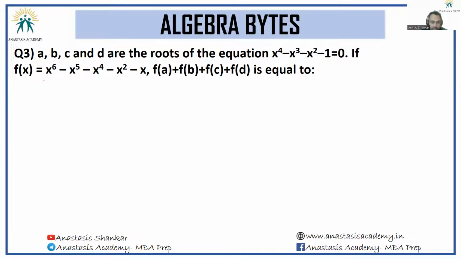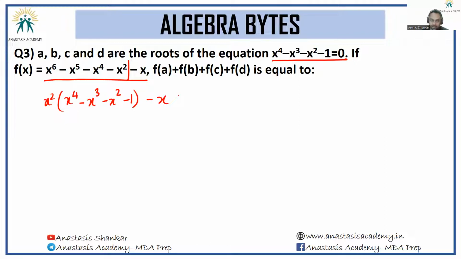First thing I can see is within this expression, looking at it only so far, can you see x³ is skipped over, x is skipped over? Among the first four terms of f(x), if I take x² out common, I'm left with x⁴ - x³ - x² - 1 - x. This is what I'm left with. This is f(x).